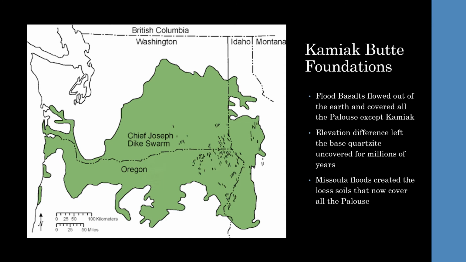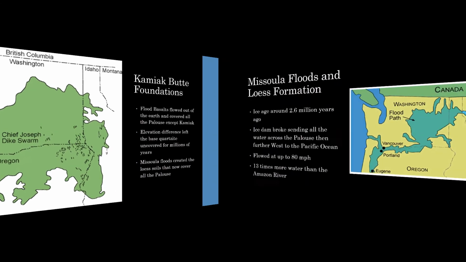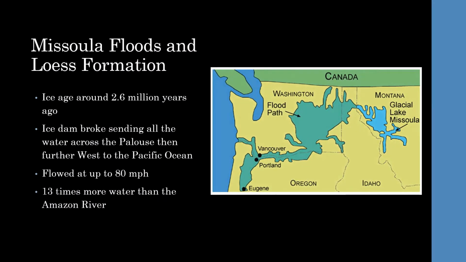Once the flood basalts stopped occurring, the other type of floods began to take place. The most recent ice age had taken effect around 2.6 million years ago and caused the majority of the northern hemisphere to be covered by glaciers. Once this ice age started to end, the ice began melting and caused an extremely large lake to form in northern Idaho called Lake Missoula. A natural dam made of ice was the only thing stopping it from flooding over the Palouse, so once the ice dam got weak enough, the water did just that.